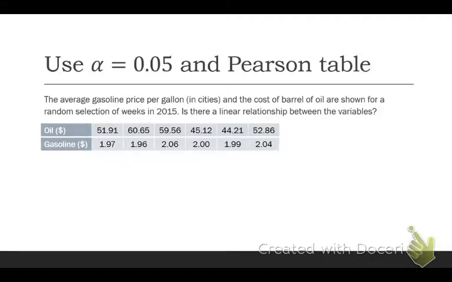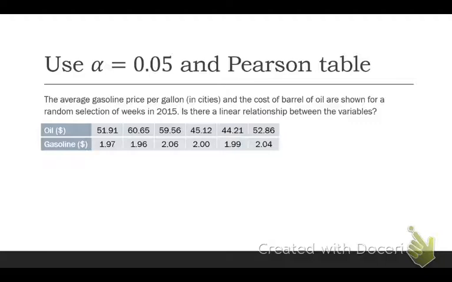All right, example number 2. I promise I will write down the correct summary for this one. So we are using alpha equal to 0.05 and the Pearson table. The average gasoline price per gallon in cities and the cost of a barrel of oil are shown for a random selection of weeks in 2015. Is there a linear relationship between the variables?